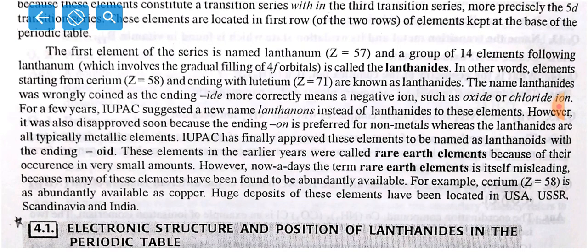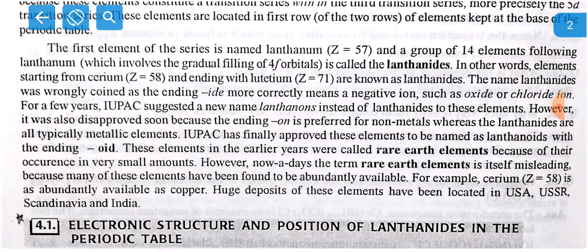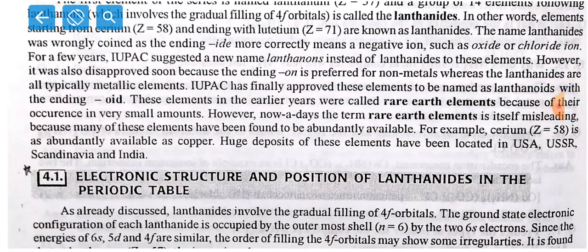The name lanthanides was wrongly coined, as the ending "ide" more correctly means a negative ion, such as oxide or chloride ion. For a few years IUPAC suggested a new name, lanthanons, instead of lanthanides for these elements. However, it was also disapproved soon because the ending "on" is preferred for non-metals, whereas the lanthanoids are typically metallic elements. IUPAC has finally approved these elements to be named lanthanoids, with the ending "oid".